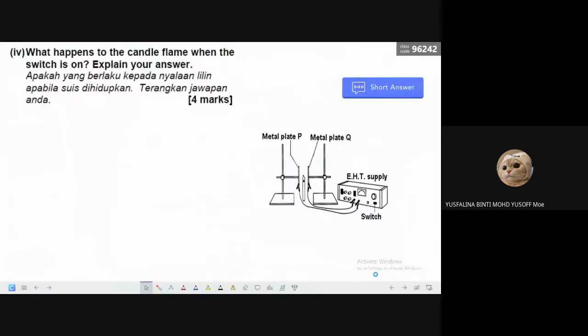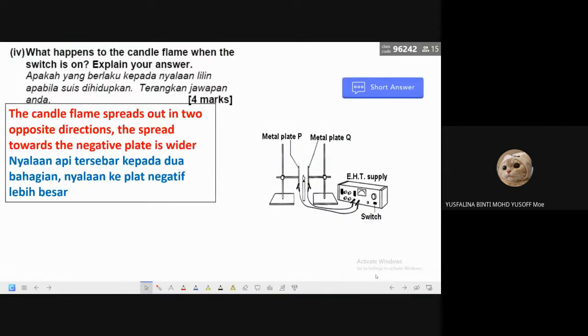What's the answer here? So what happened to the candle flame? When the switch is on, since the question already says the switch is on, you don't need to state that you switch on the EHT supply. So the candle flame will spread out into two opposite directions. The spread towards the negative plate is wider. So that's why I said for this one, you can use a diagram.